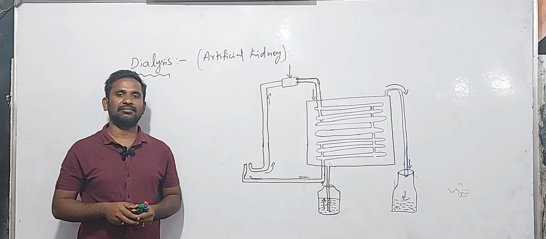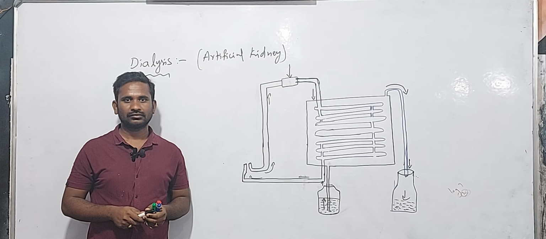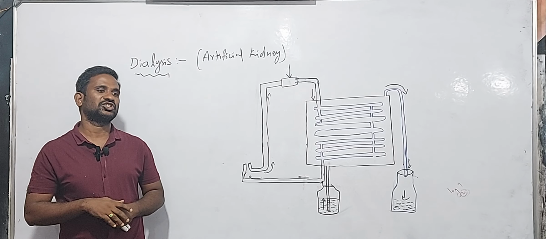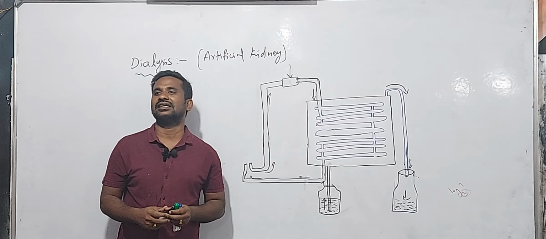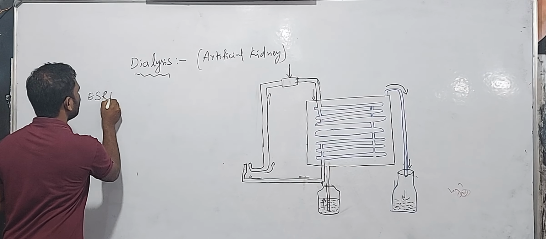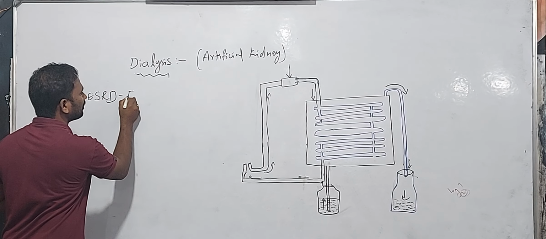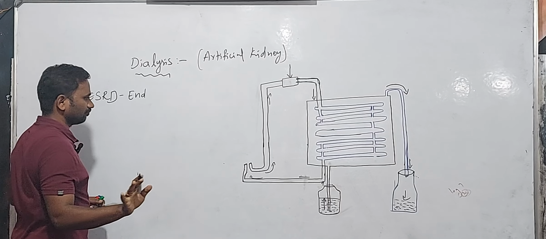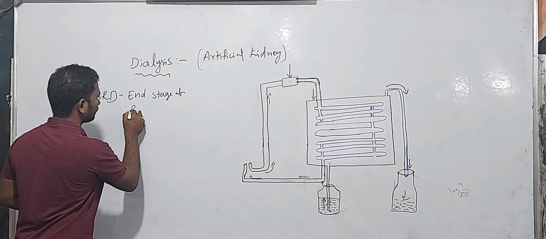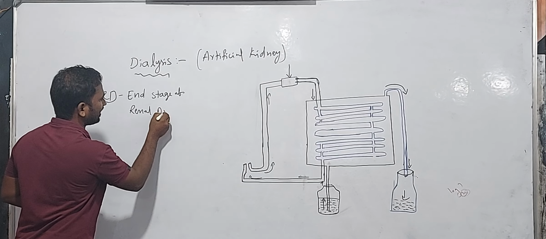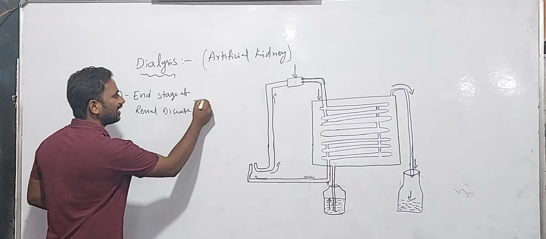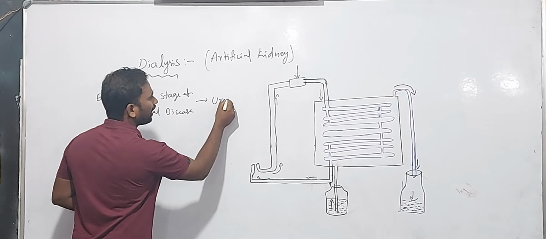mainly we want to discuss here in which situations the kidneys do not function. We already discussed this in the stage of ESRD. ESRD means end stage of renal disease. So it leads to the condition of uremia.